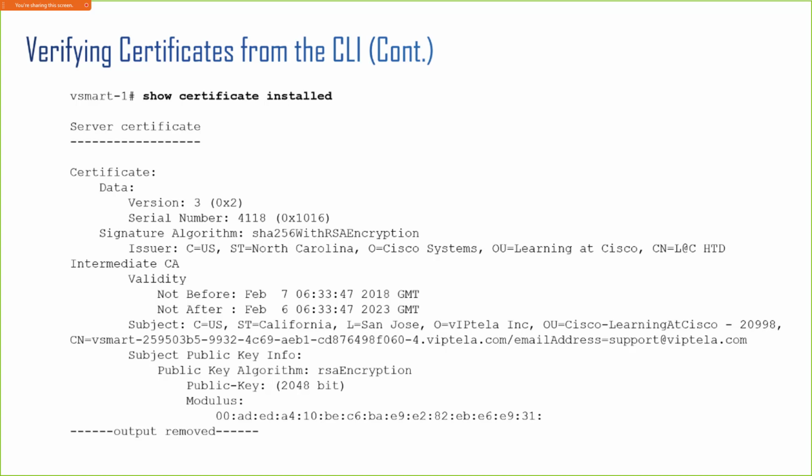All right. The show certificate serial command will give us that information as well. Here we're seeing that information. It's kind of truncated, but we see the serial number. It's right at the top, 4118 in this particular case, okay?